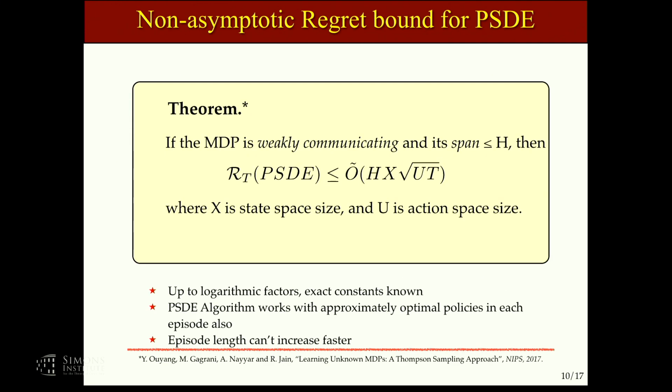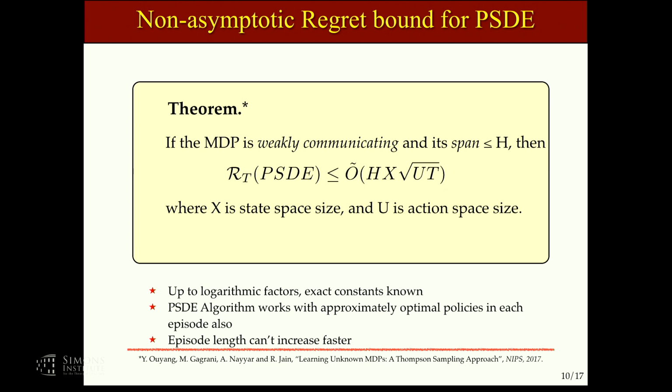Okay, so what we can show is that the regret is upper bounded by square root T up to a logarithmic factor. And this is non-asymptotic, and all the constants and everything is known. The other thing to note here is that it does scale sort of linearly. The upper bound scales linearly in the state space size, and it's square root in the action space size. And like I said, the algorithm works even if you use approximately optimal policies.